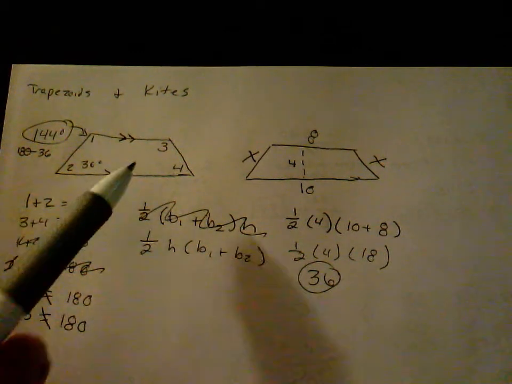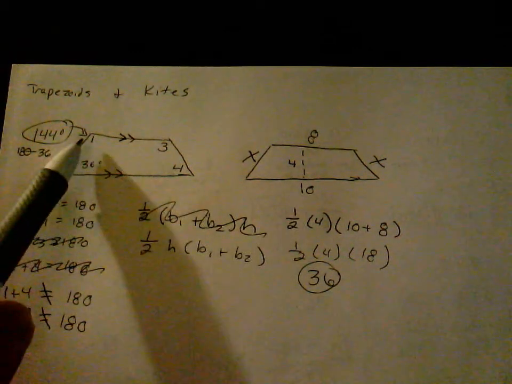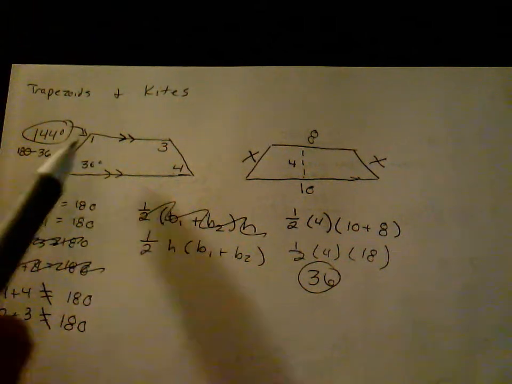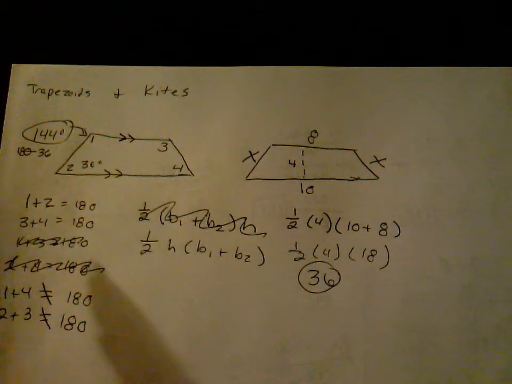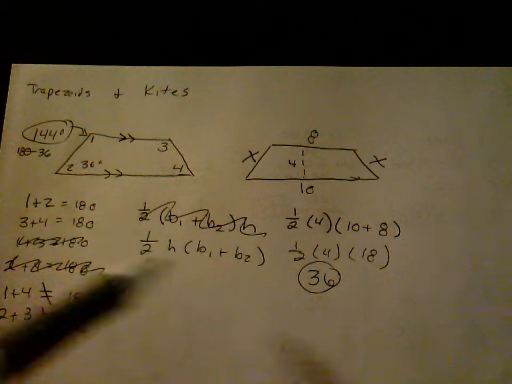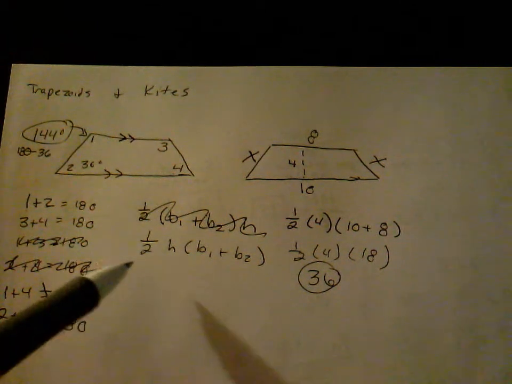These are the two things you need to know about trapezoids: the angles on the left and the angles on the right add up to 180, and how to figure out your area formula.